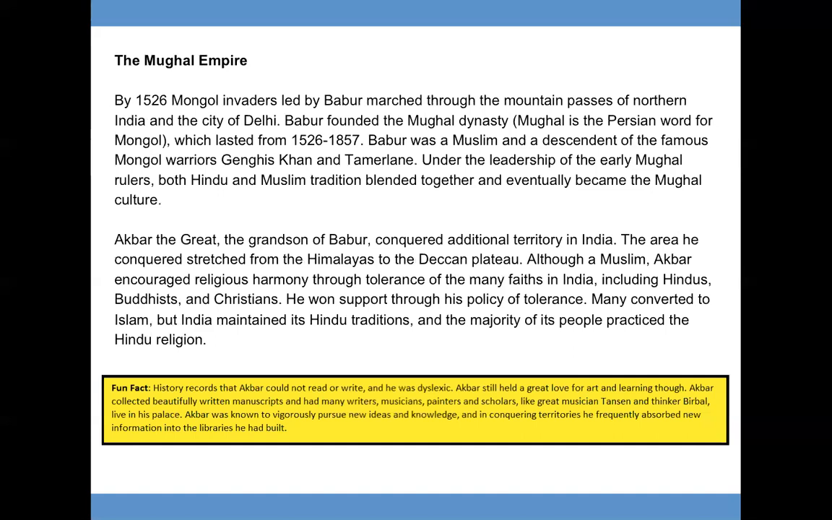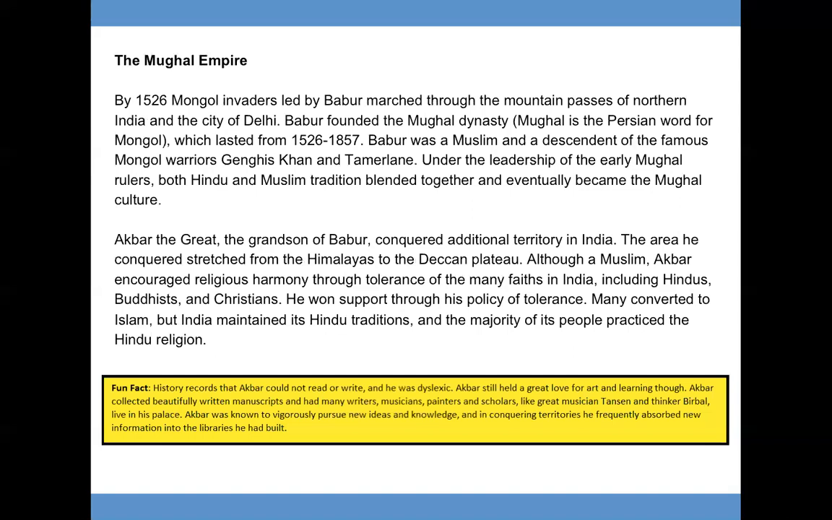The Mughal Empire. By 1526, Mongol invaders led by Babur marched through the mountain passes of northern India and the city of Delhi. Babur founded the Mughal dynasty. Mughal is a Persian word for Mongol. The dynasty lasted from 1526 to 1857. Babur was a Muslim and descendant of the famous Mongol warriors Genghis Khan and Tamerlane. Under the leadership of the early Mughal rulers, both Hindu and Muslim tradition blended together and eventually became the Mughal culture.